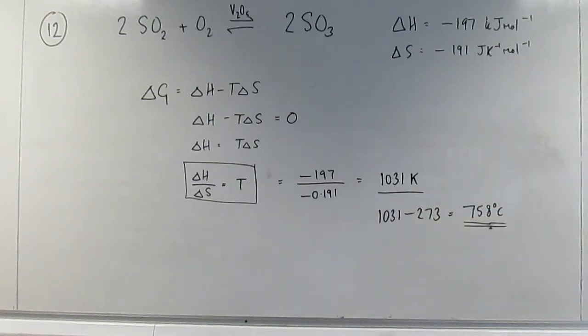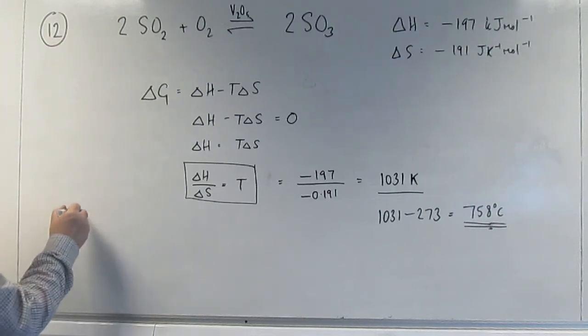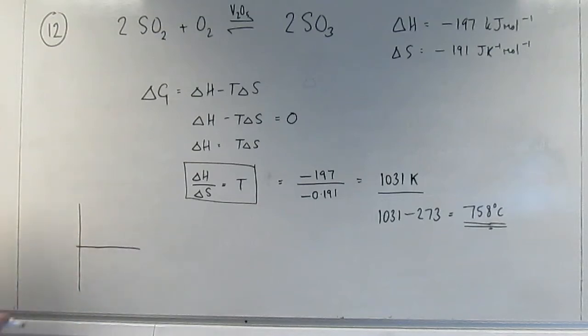Then it asks us for the significance of that number. We worked out that at 500 degrees C delta G was negative, so the reaction was feasible at 500 degrees C, but when we take the temperature up to 758 it's just now tipping over to becoming not feasible. So we can look at this temperature dependence in terms of a graph. You don't have to draw this, but it's a good way to think about these things in general.